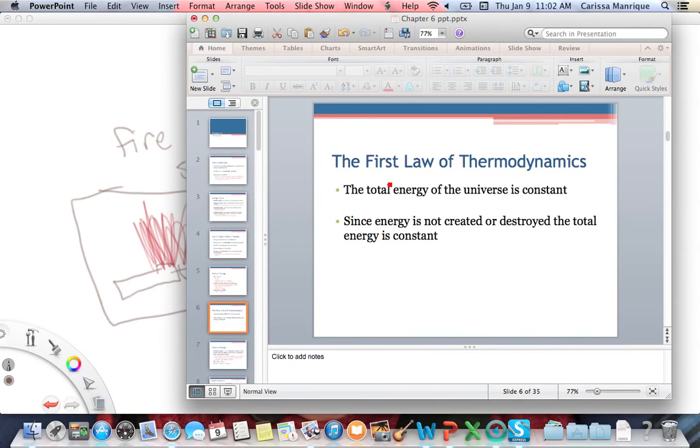So again, the first law of thermodynamics: the total energy of the universe is constant, since energy is not created or destroyed. Okay, so we know energy is not created or destroyed, so all the energy is constant. So all the energy we've ever needed has already been produced. So we're just transferring that energy into something else. Like the heat of the fireplace is transferring to us to heat the room.